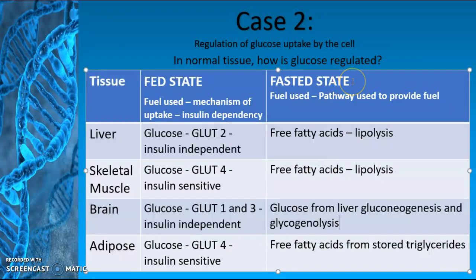In the fasted state, free fatty acids provided from lipolysis are used in the liver and the skeletal muscle. Free fatty acids provided from lipolysis are used as fuels in the liver. In the brain, glucose is provided through gluconeogenesis and glycogenolysis. In adipose tissue, free fatty acids are provided from stored triglycerides.